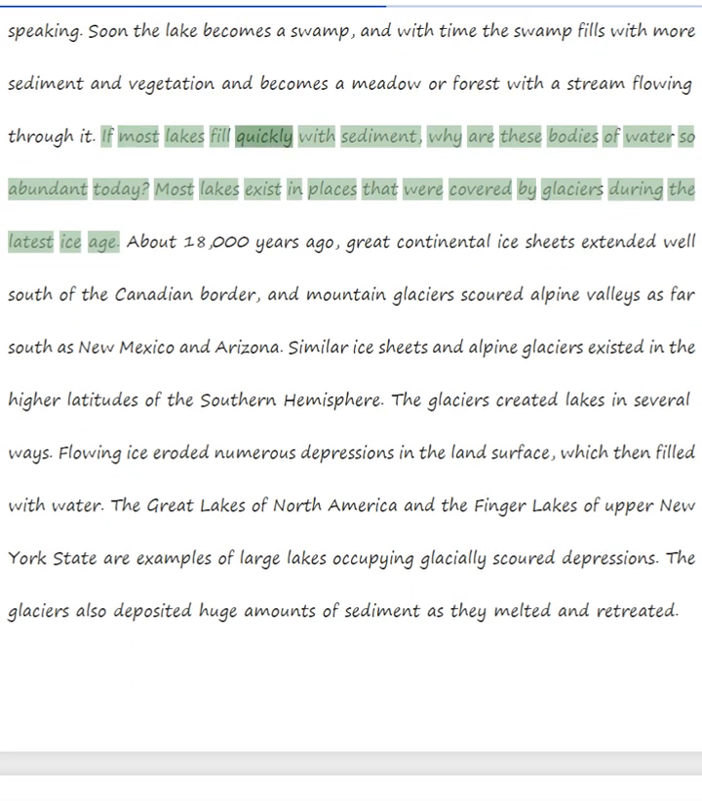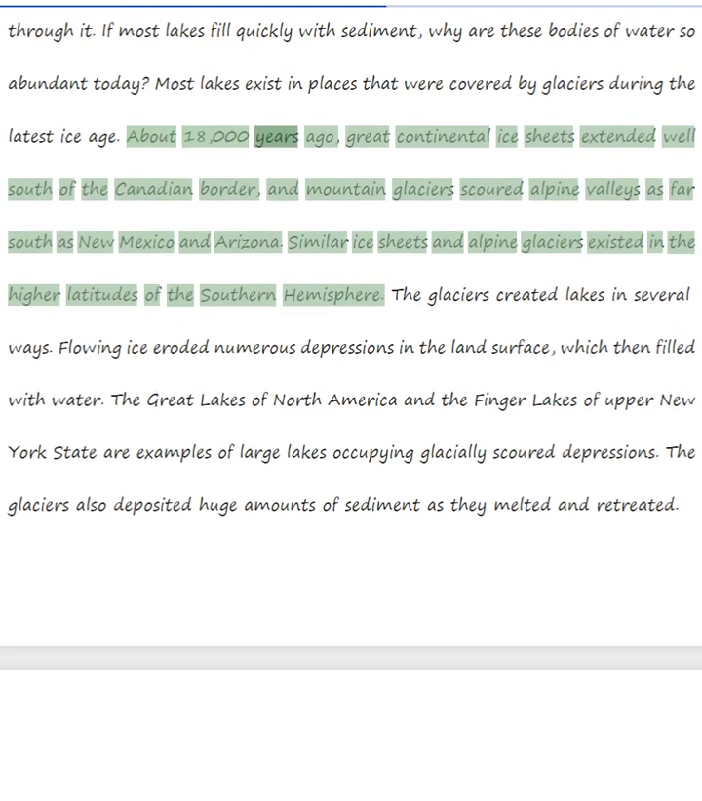If most lakes fill quickly with sediment, why are these bodies of water so abundant today? Most lakes exist in places that were covered by glaciers during the latest ice age. About 18,000 years ago, great continental ice sheets extended well south of the Canadian border, and mountain glaciers scoured alpine valleys as far south as New Mexico and Arizona.